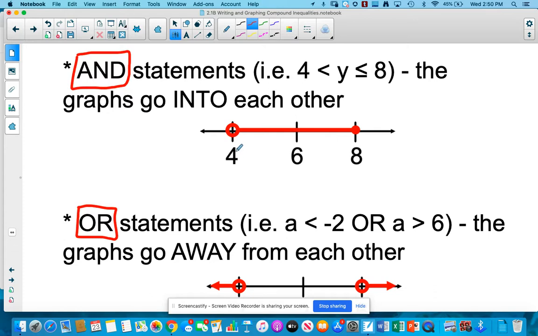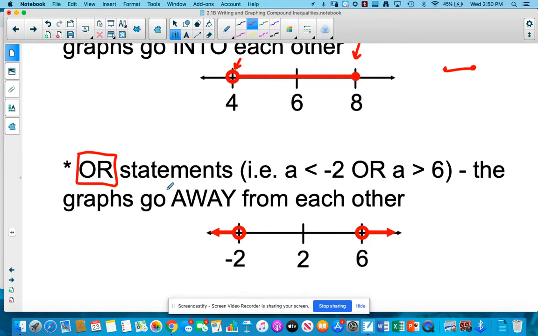Okay, so the graph goes into each other in an and statement. So this is saying y is greater than 4 and less than or equal to 8. Notice when it's less than or equal to, it is a filled in circle. When it is just y is greater than 4, it is an open circle, okay? All of your and statements will be shaded in the middle. All of your or statements will be shaded out, okay? All of the or statements are shaded out.